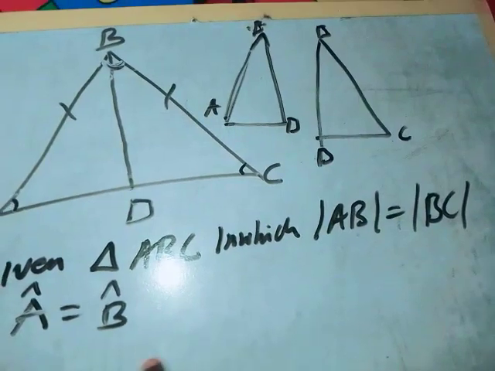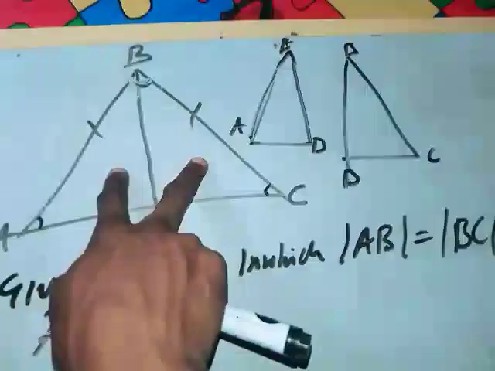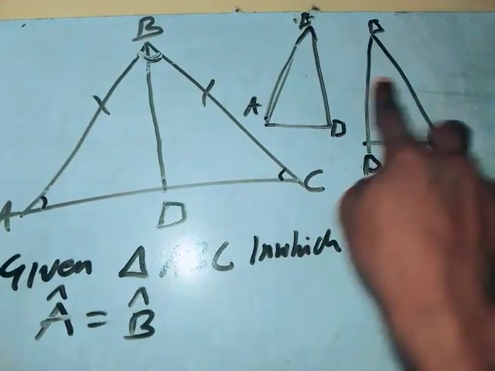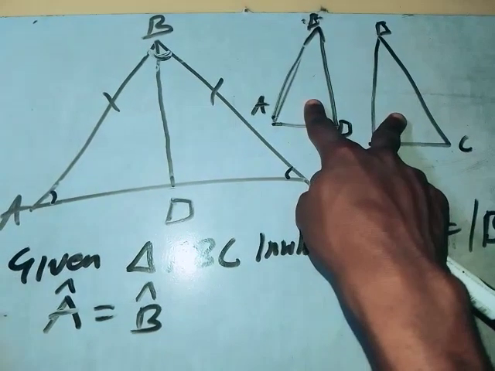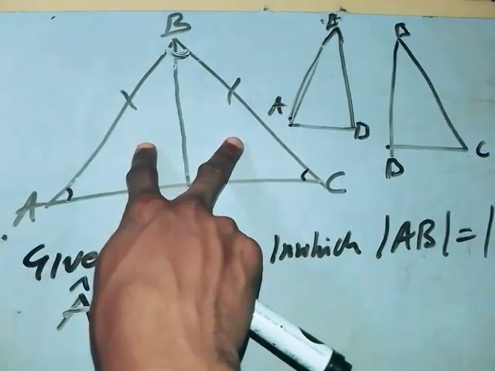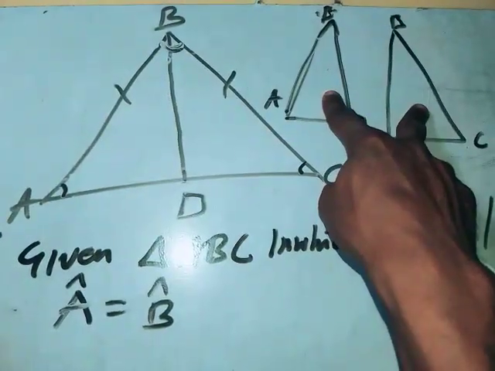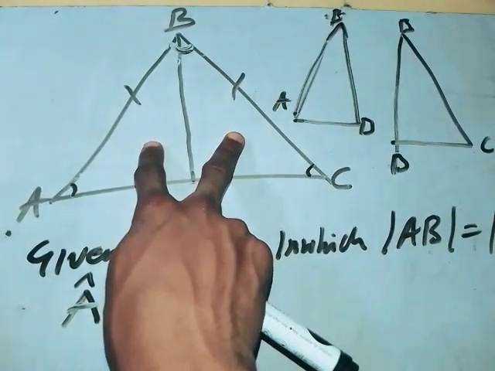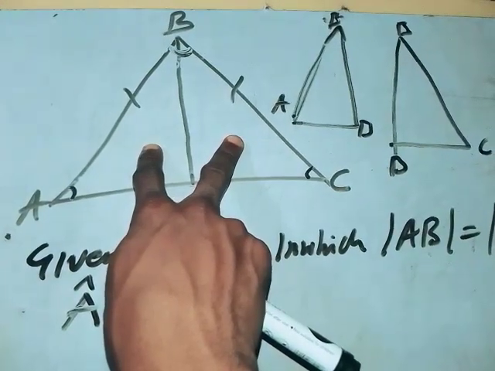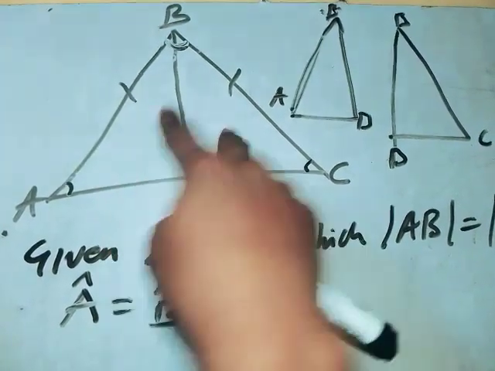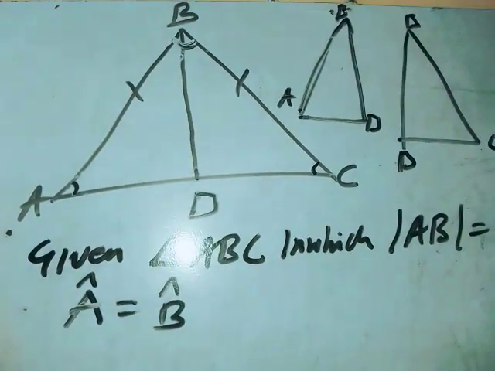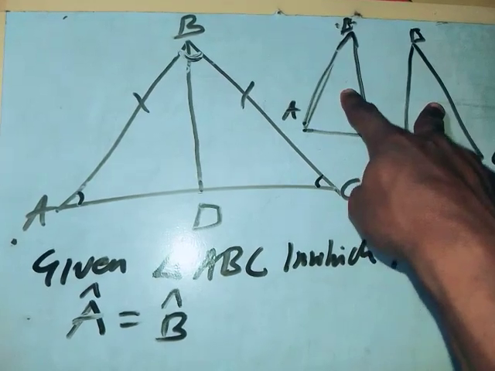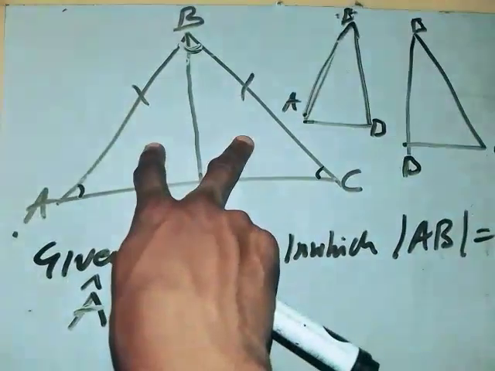Though it is not called an isosceles triangle anymore because it is divided into two. This is called a right angle triangle. Remember, if you join two right angle triangles together, you are going to have what we call an isosceles triangle. So if we divide an isosceles triangle into two equal parts, one triangle will be called a right angle triangle, and the other side will also be called a right angle triangle. If you combine two right angle triangles together, you are going to have an isosceles triangle.